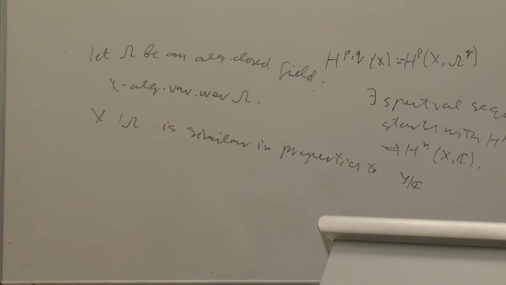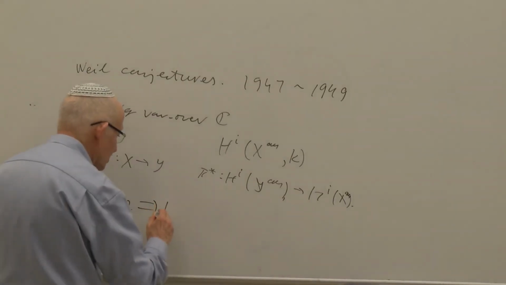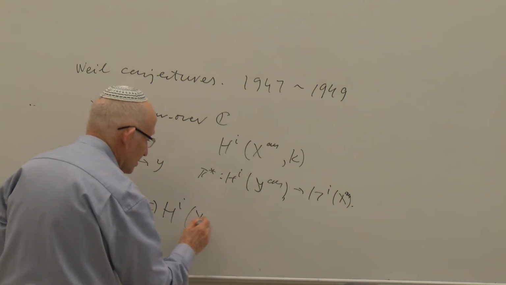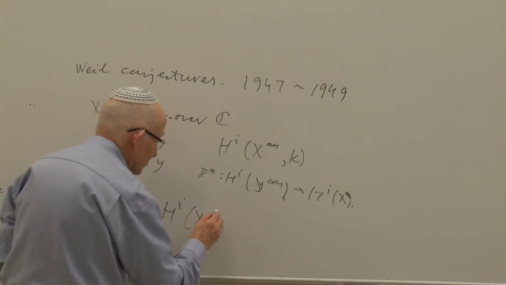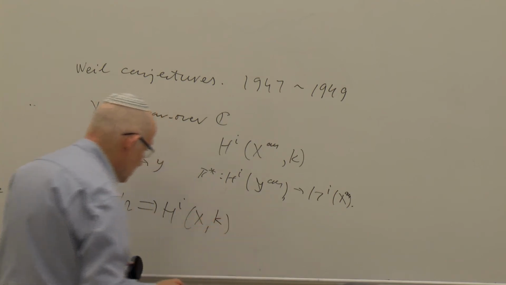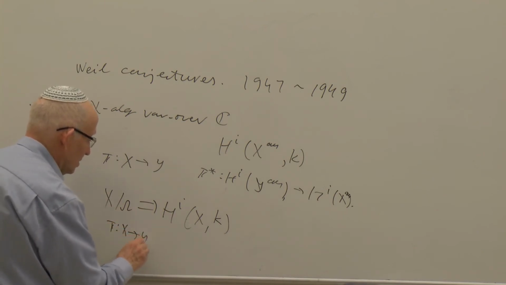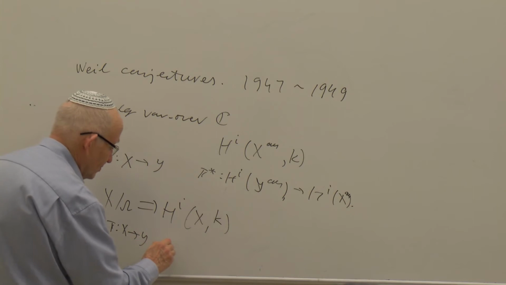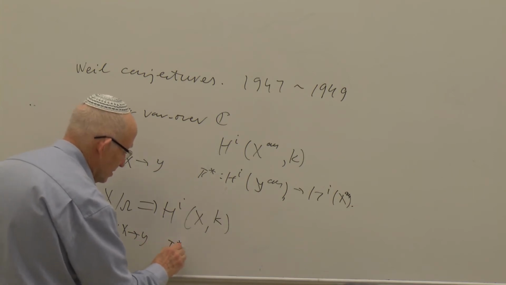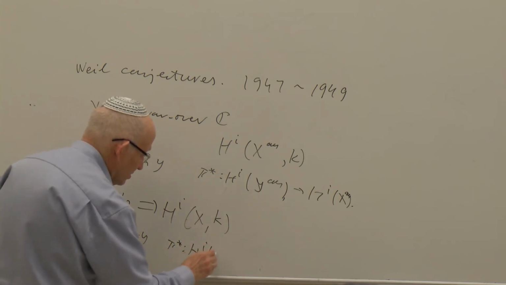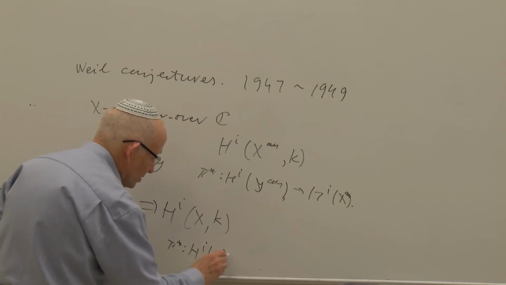But nevertheless, many properties are very similar. And he said that probably this means that for such varieties, given X over omega, we can attach some H^i(X) with coefficients in some field. And to a given morphism, we can attach a morphism pi star from H^i(Y) into H^i(X).